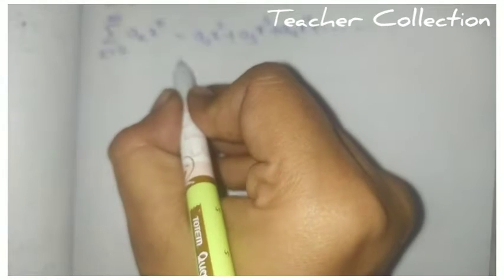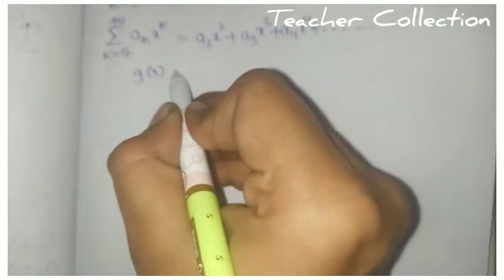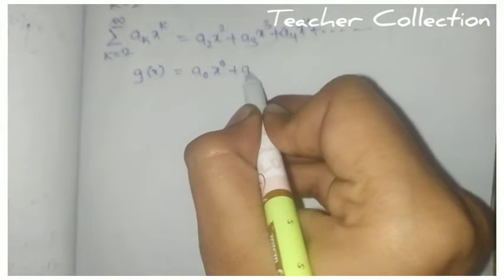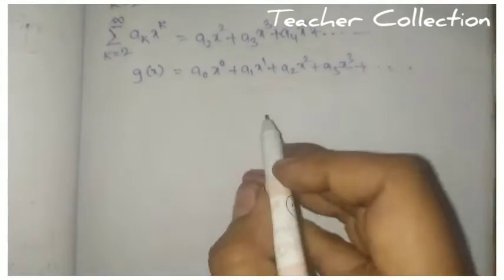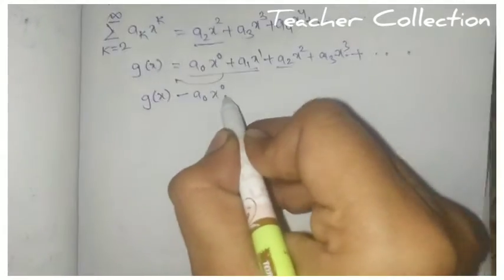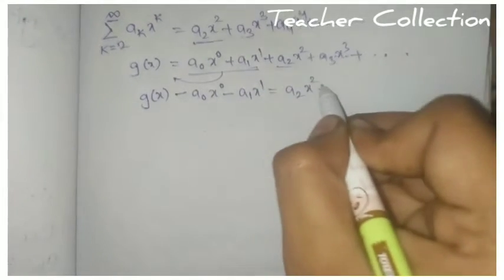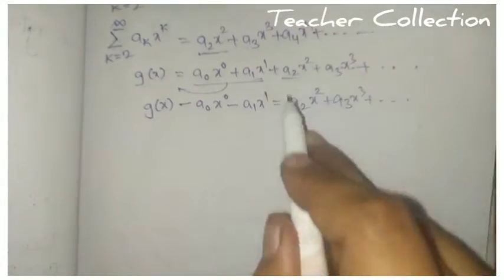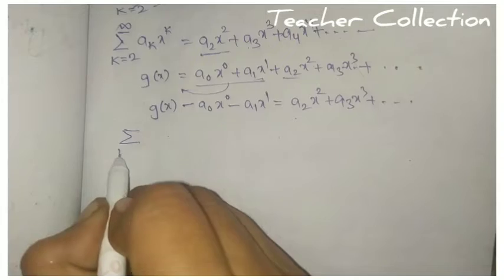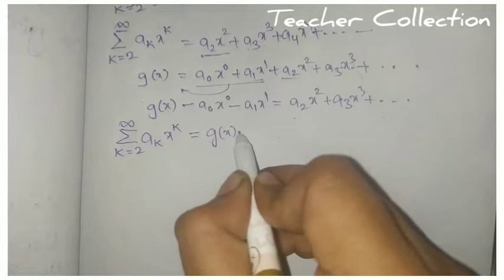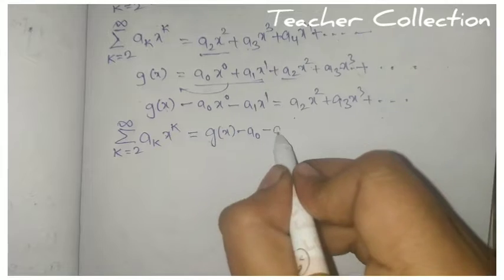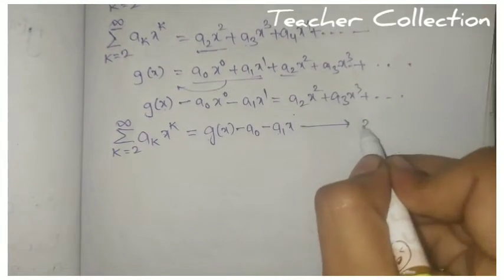Now here we have G(x) = a_0 x^0 + a_1 x^1 + a_2 x^2 + a_3 x^3 and so on. Here we are starting from a_2, so we'll take these two terms to this side. So we get G(x) - a_0 x^0 - a_1 x. By equating these two, we get summation k = 2 to infinity a_k x^k = G(x) - a_0 x^0, which means 1, minus a_1 x. I am taking this as equation number 2.